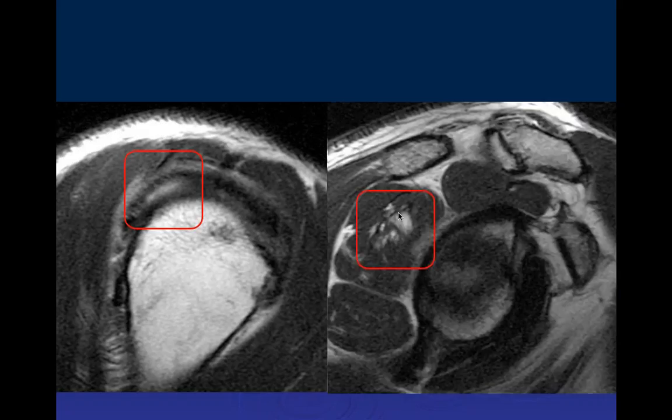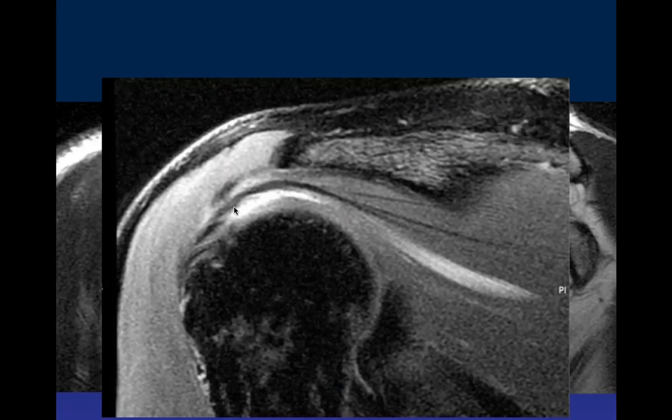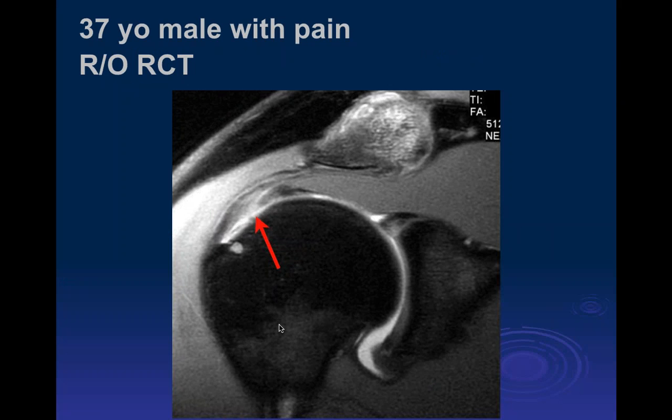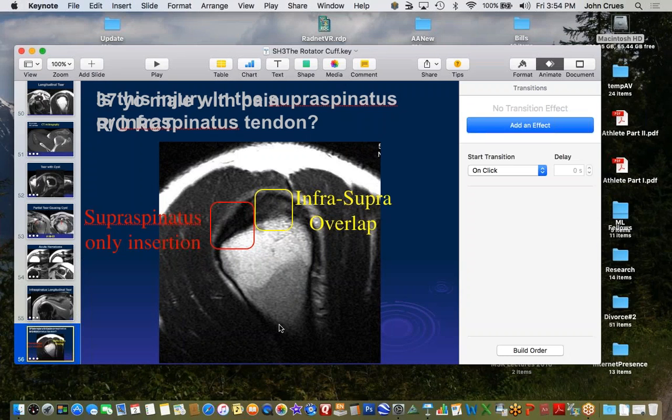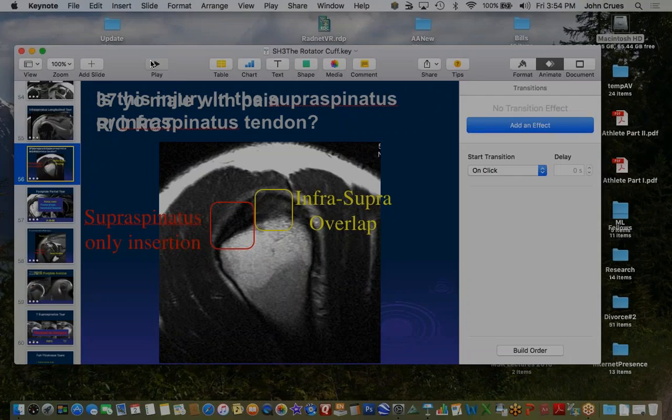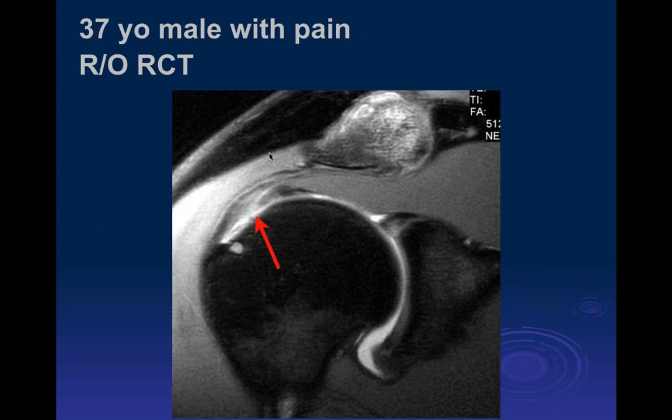Okay. And here we can see another case where we have high signal intensity going into the infraspinatus, and this is another case of a longitudinal, intratendinous, intramuscular tear going into the infraspinatus. Let me just see where we are here. So why don't we do this one case and we'll stop after this case. So Jeff, why don't you take the last case here?